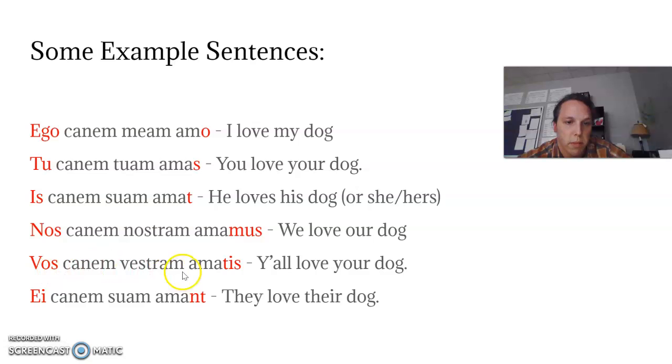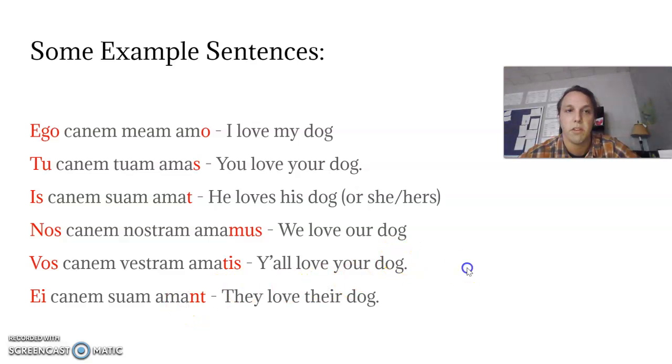Vos canem vestram amatis. Vos means y'all, so the verb will end with tis, to agree, and that sentence will mean y'all love your dog. And ei canem suam amant means they love their dog. Ei means they, so the verb to agree will end with nt. And that's basically how it works.